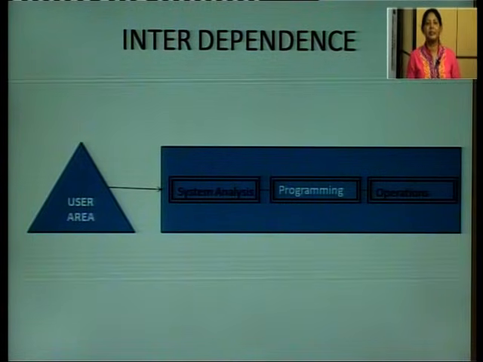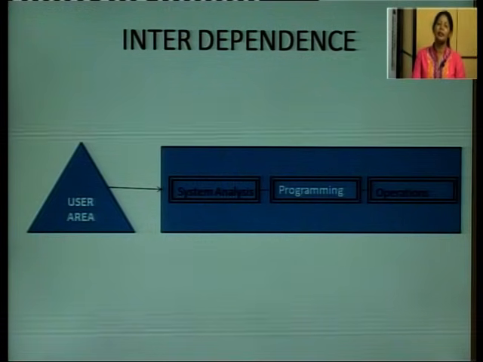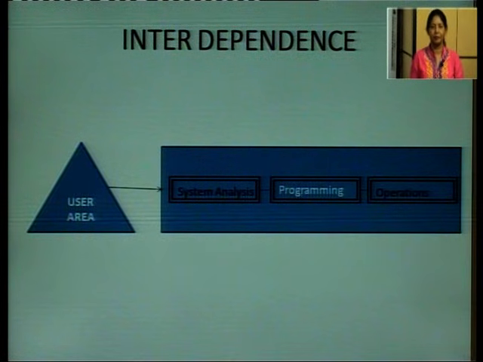The best example is the user area, where it gives the application to the system analyst, then they do the programming and then perform the operations.